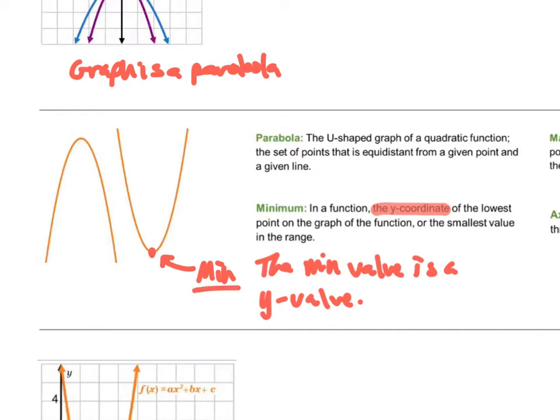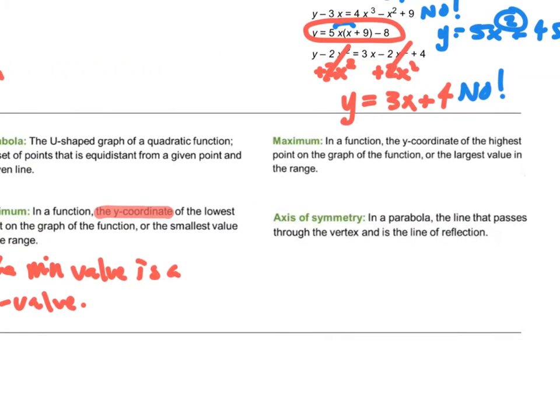Okay, that's your minimum value. Consequently, we also have what's called a maximum. And this is, in a function, the y-coordinate. It's important that we note that this is a y-coordinate. The y-coordinate of the highest point on the graph of the function, or the largest value in the range.